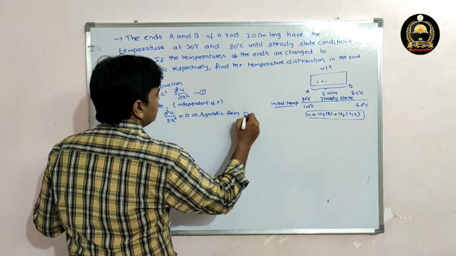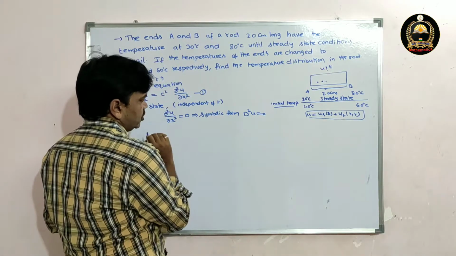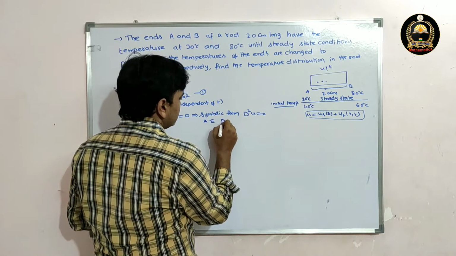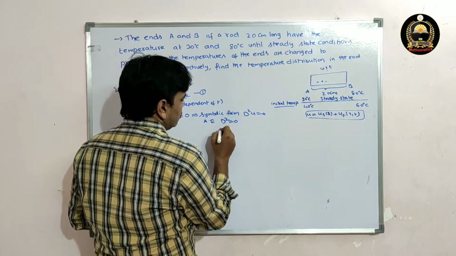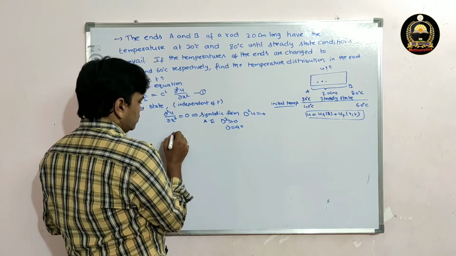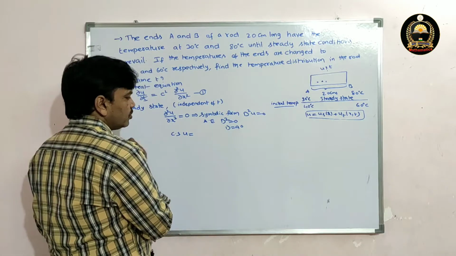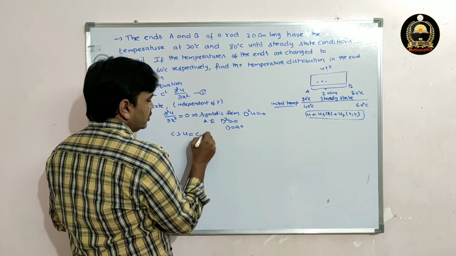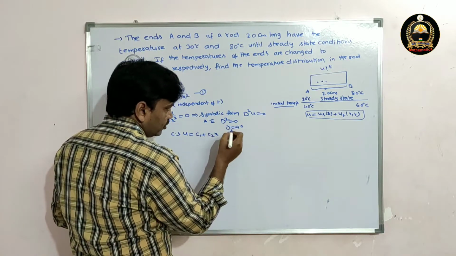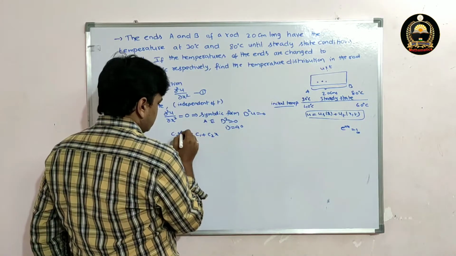Now the symbolic form. What is the symbolic form, students? D square u is equal to 0. You can also write d square u by dx square, because u is a function of x now. Okay. What is the auxiliary equation, students? D square is equal to 0. So the roots are 0, 0. So the complete solution is u is equal to c1 plus c2 x into e power 0x, students. E power 0 into x, the value is 1, so it is enough to write c1 plus c2 x.